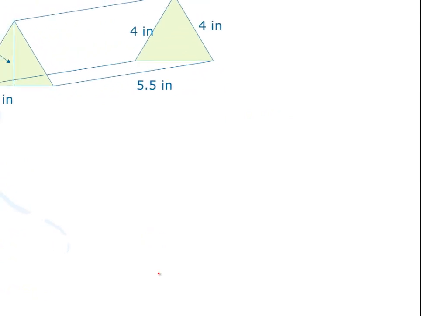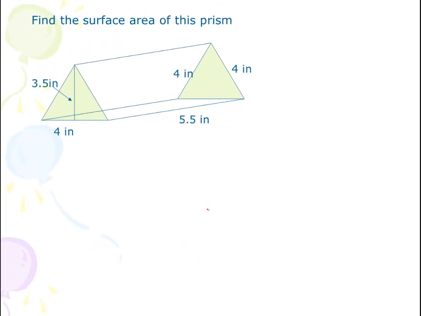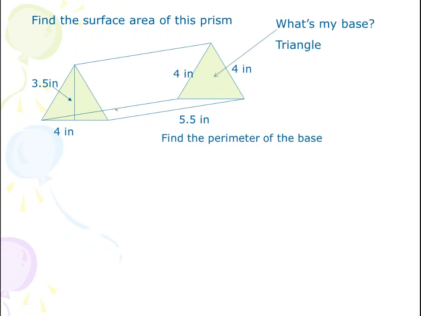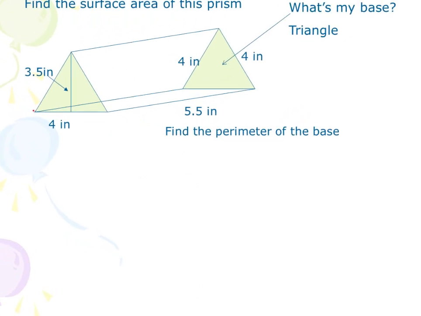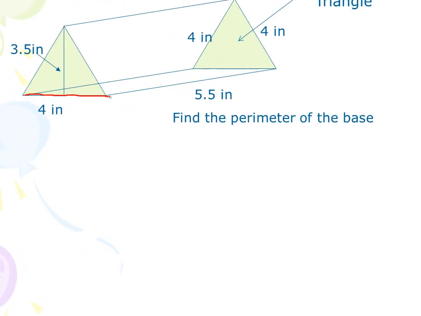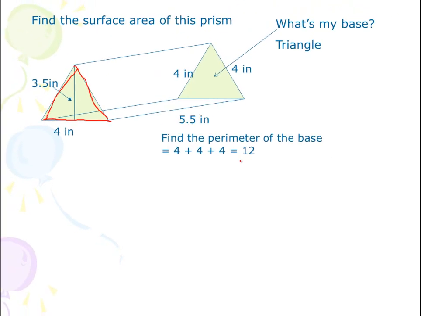Okay, this one's a little bit easier to see what my bases are. Remember, your bases in a triangular prism are the triangles. So my base is a triangle, and I want to find the perimeter of the base. That means adding up all the sides. Well, this says it's 4. What is this right here? It's also 4. And what is this right here? It's also 4. So the perimeter would be 4 plus 4 plus 4, which is 12.